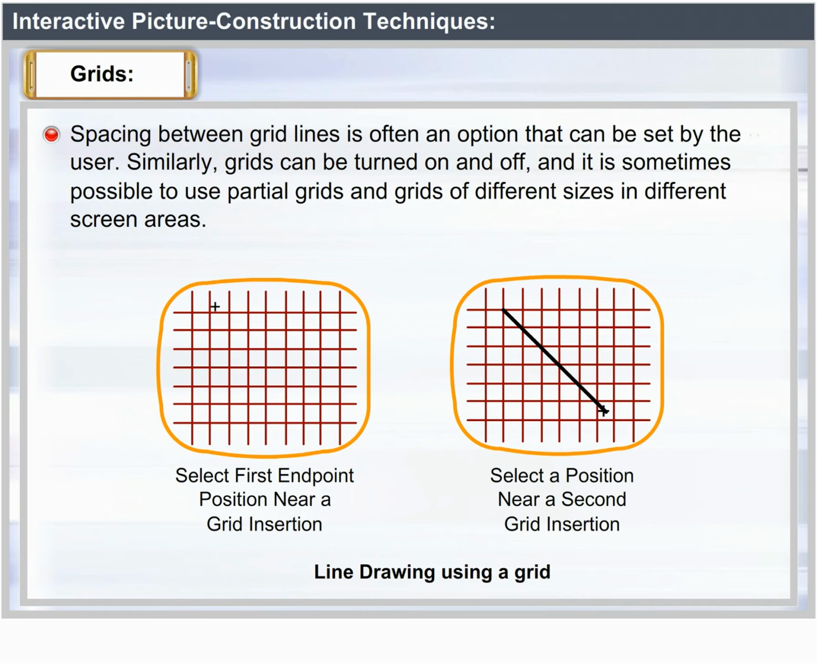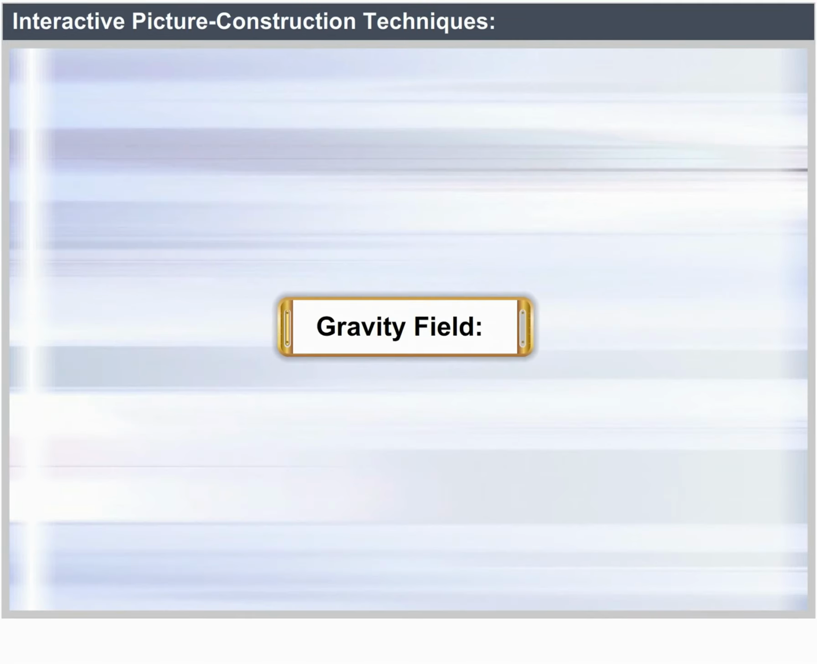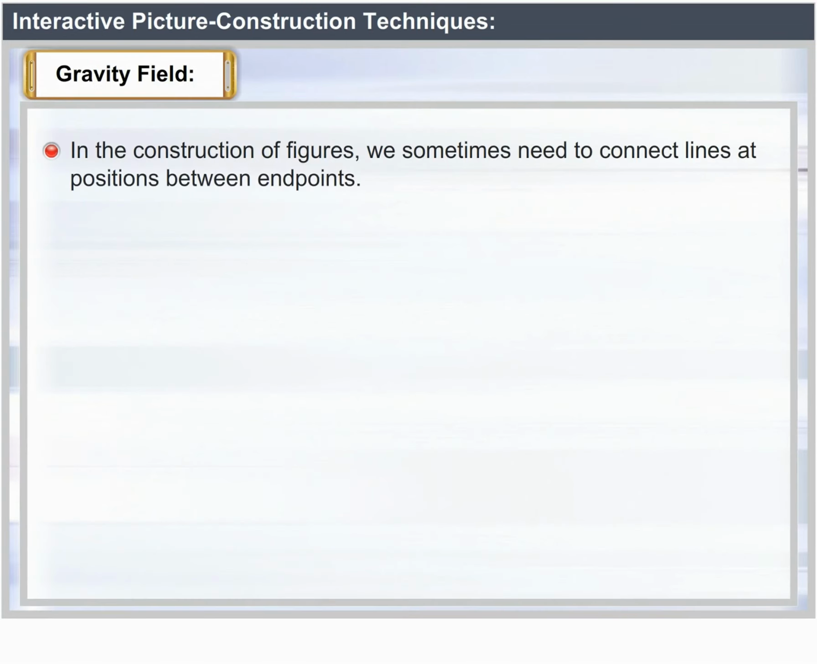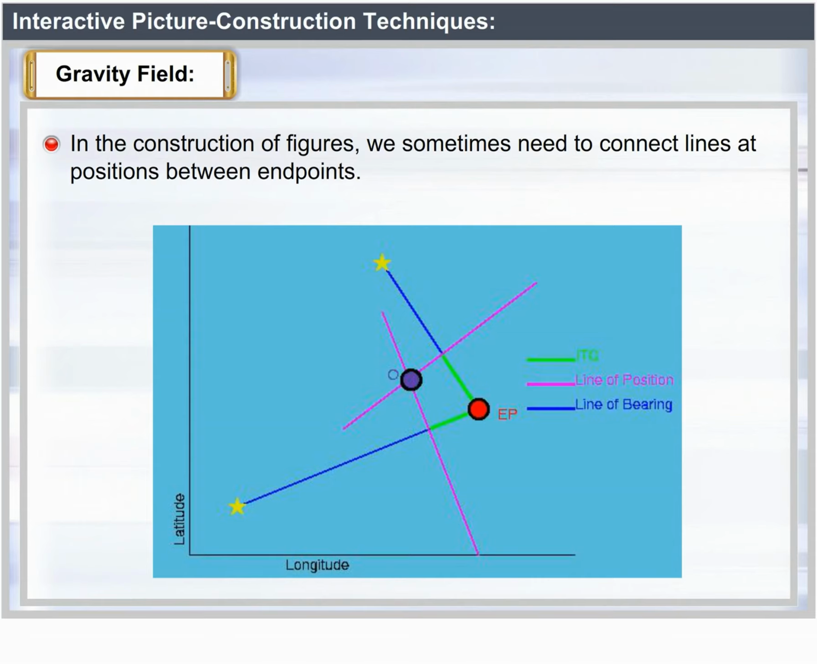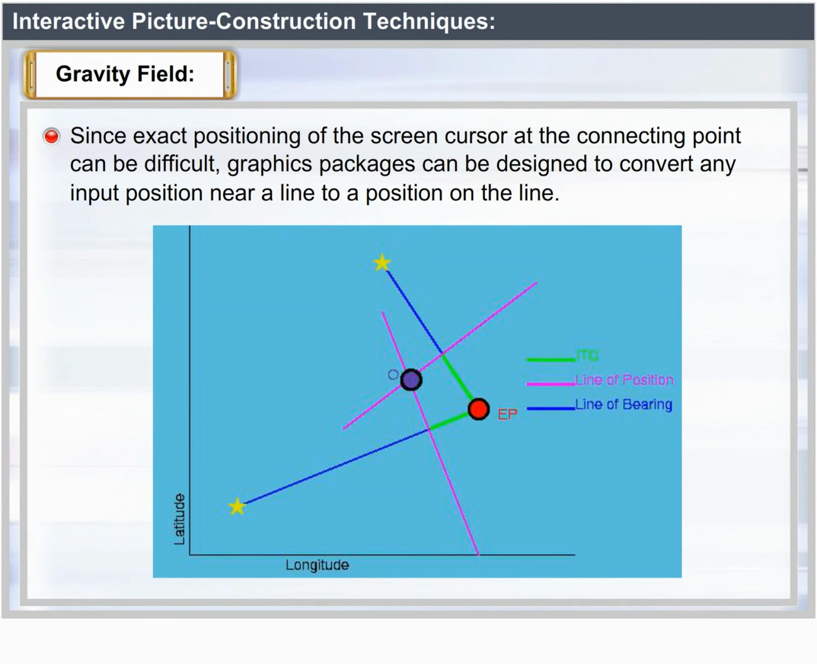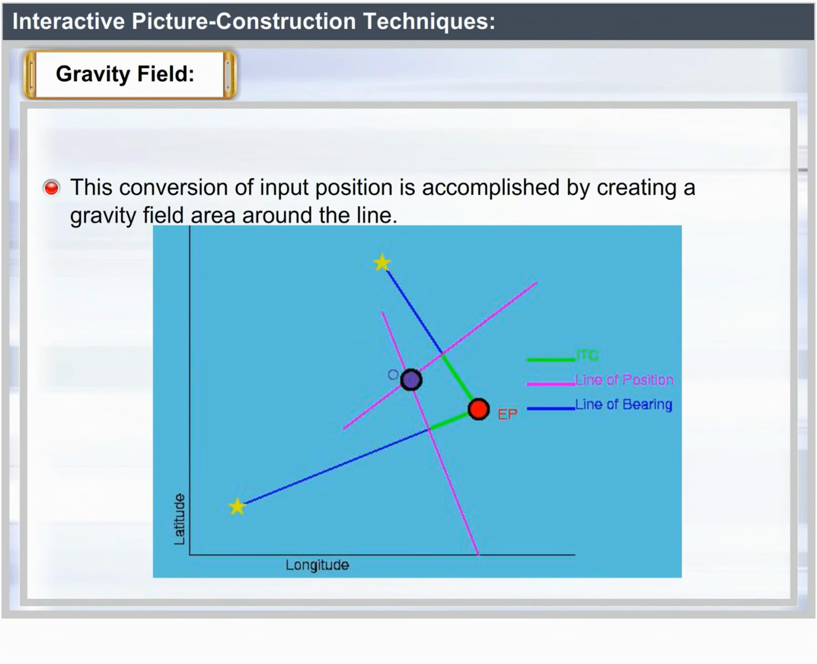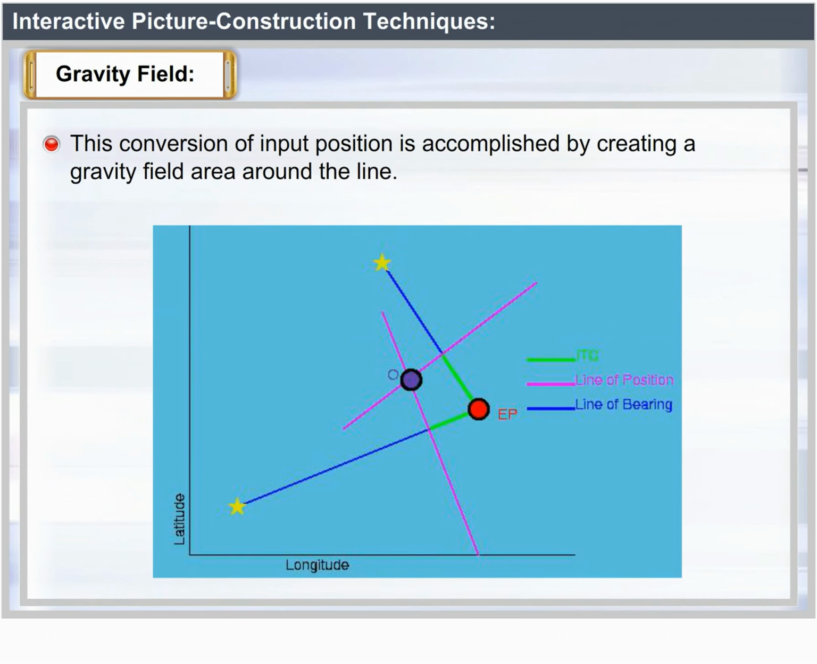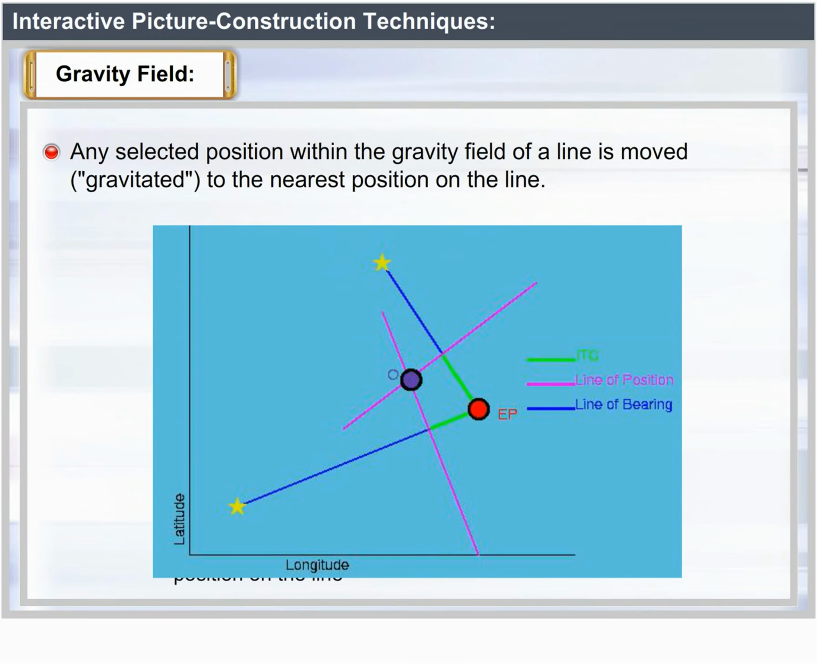Gravity field. In the construction of figures, we sometimes need to connect lines at positions between endpoints. Since exact positioning of the screen cursor at the connecting point can be difficult, graphics packages can be designed to convert any input position near a line to a position on the line. This conversion of input position is accomplished by creating a gravity field area around the line. Any selected position within the gravity field of a line is moved, gravitated, to the nearest position on the line.